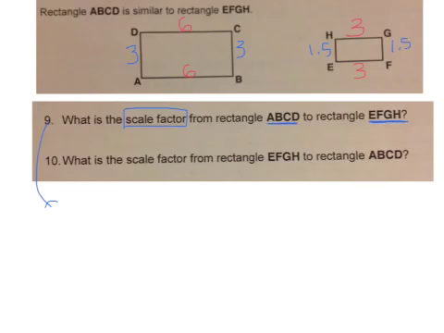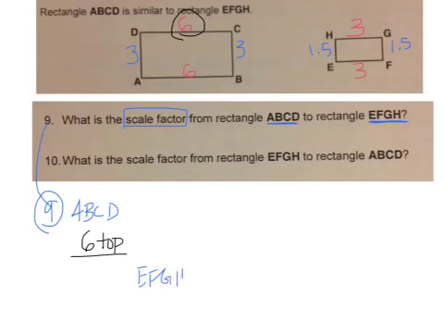Okay, so I'm going to do number 9 right here. If I'm starting with the big rectangle, ABCD, I'm going to pick any number I want. I'm going to go with the tops. The top of the big one is 6. And the small rectangle, that's what it wants it to go to. So I'm going to put the small one on bottom, EFGH. If you look at its measurement in the same corresponding spot, it's 3 on the top. And I can move these letters down beside it so it makes more sense. ABCD.